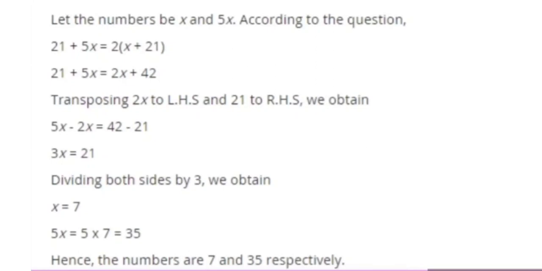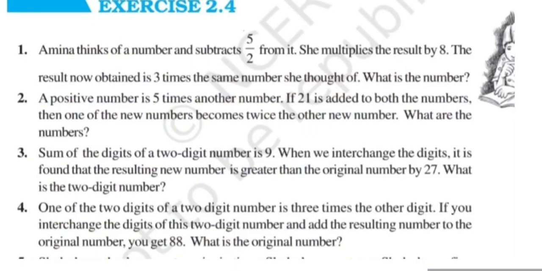Now transposing 2x to the left hand side and 21 to the right hand side, we obtain 5x minus 2x is equal to 42 minus 21. So 5x minus 2x is equal to 3x is equal to 21. Now dividing both sides by 3, we obtain x is equal to 21 upon 3, means x is equal to 7. So x is equal to 7 means 5x is what? 5 into 7 means 35. So the numbers are 7 and 35. Now let's see the next question number 3.